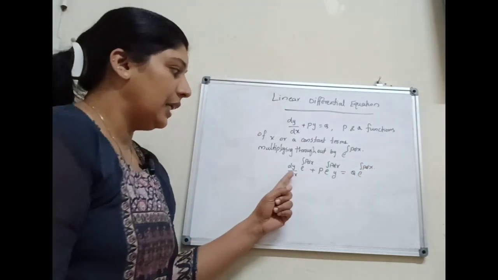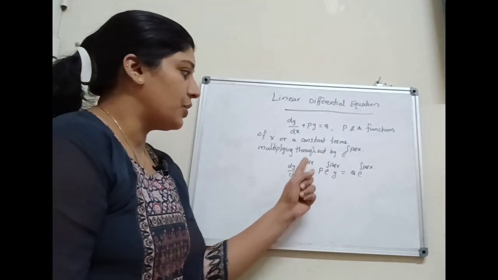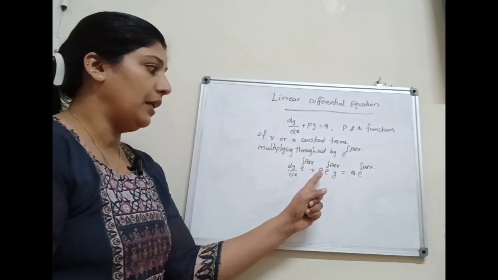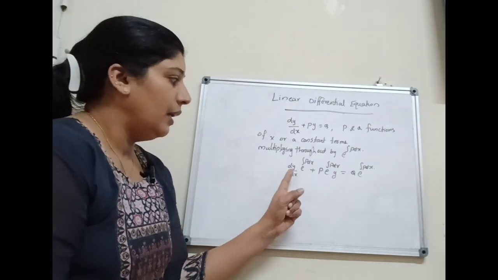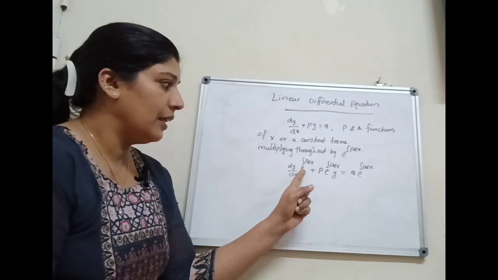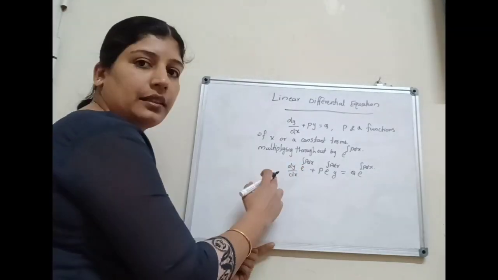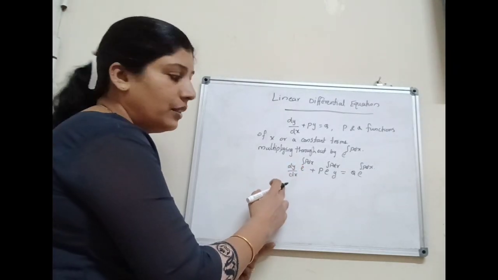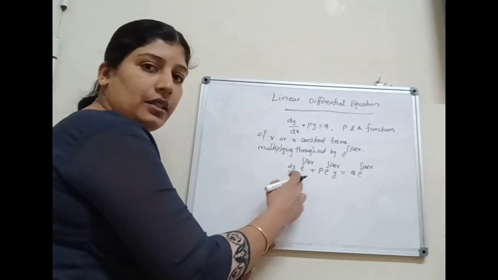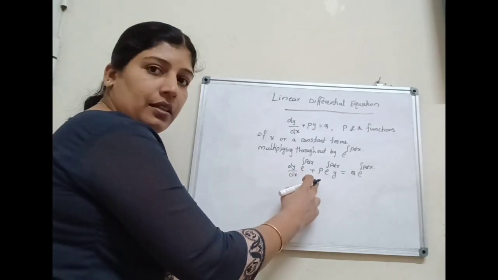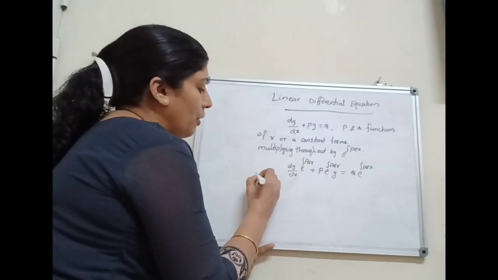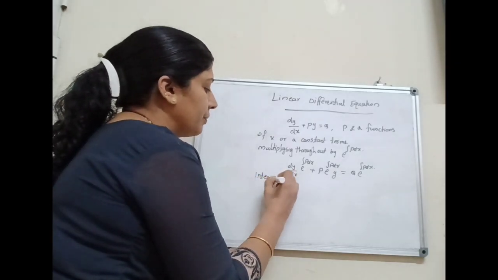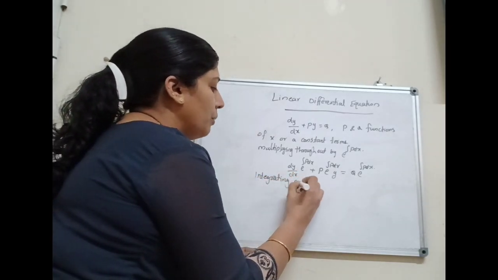Now here dy by dx into e raised to integral p dx plus p into e raised to integral p dx y is of the form d by dx of y e raised to integral p dx. Here we have to apply the product rule: the derivative of first function into second function plus first function into derivative of second function. Next, integrating on both sides.